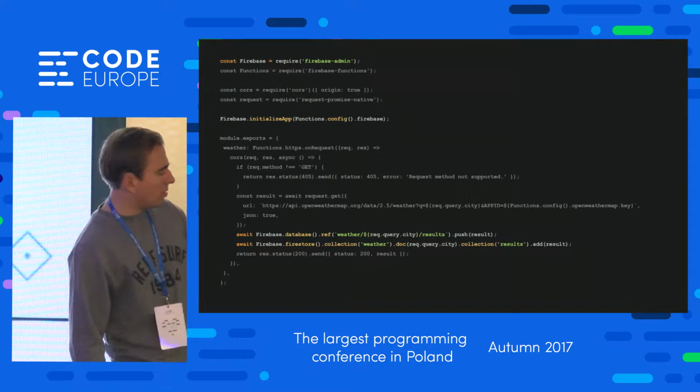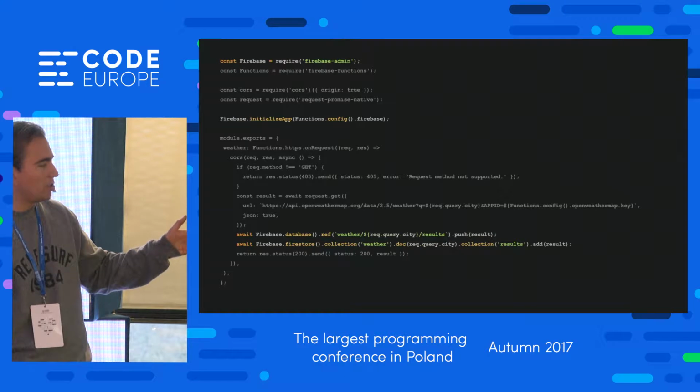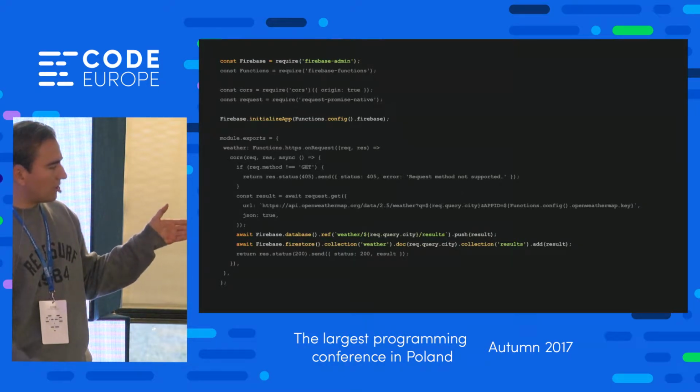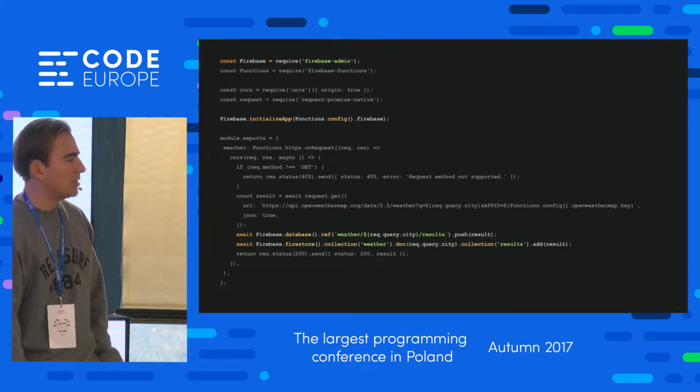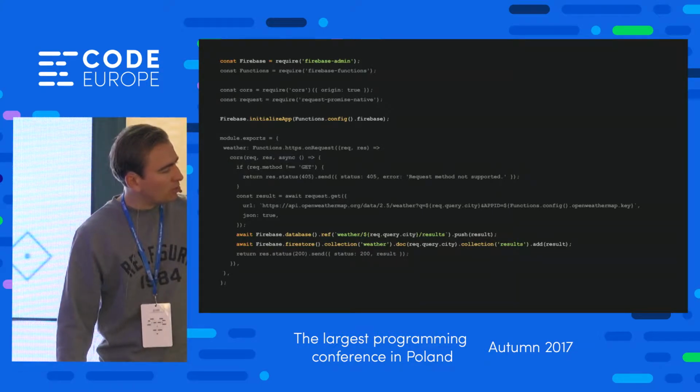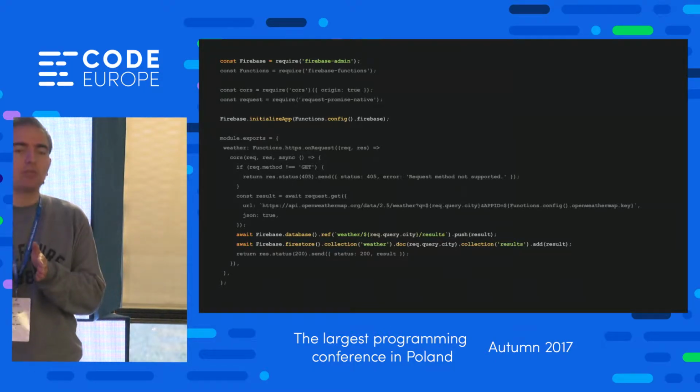So what we do, database.ref, it's the reference, or basically where I want to store the data. We've got weather/request query city. So we're going to have a collection of weather reports for a city, and we're going to save it in the results. And I'm doing a push, so I'm doing .push(results). So I'm sending that result I got from the fetch straight away to a database with a push.